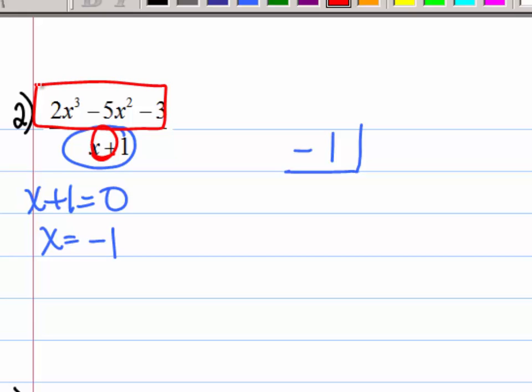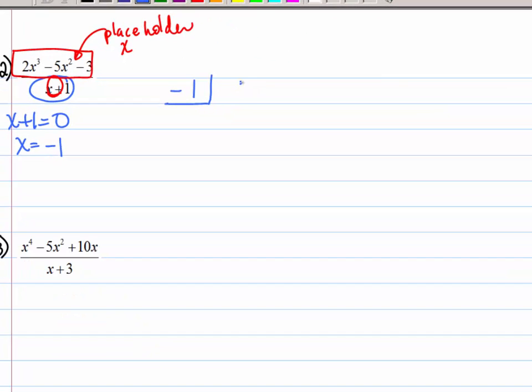The x's are in descending order, but are we missing a term? Yes, we are. We need what's called a placeholder here. What's missing? I have x cubed, x squared. What's missing are the x's, and I need a placeholder for that. So let's put the 2, skip a little space, -5. All right, so this is x cubed, x squared. I have 0 x's. That's your placeholder, a 0, and a -3.